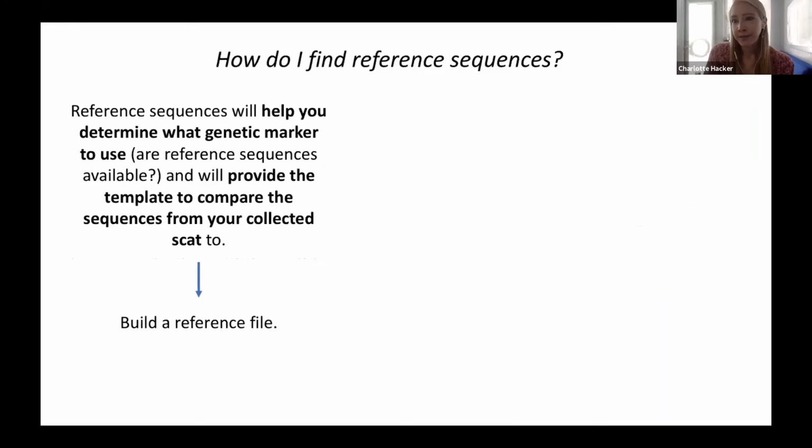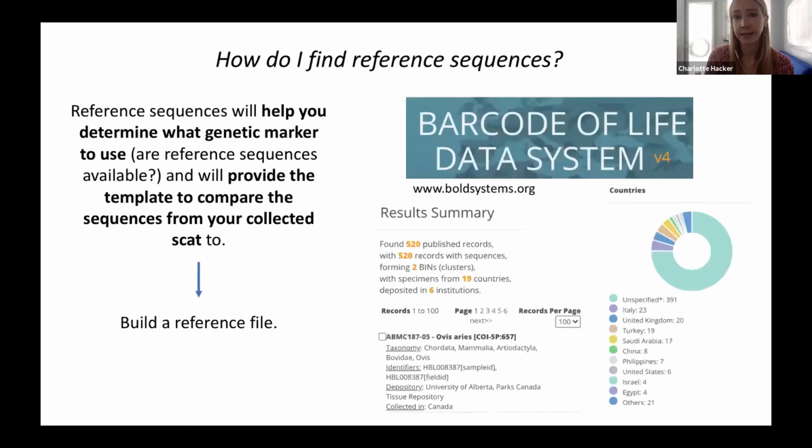And I keep talking about reference sequences, and Byron kind of alluded to some of this in the previous talk. But your reference sequences are not only going to help you determine what genetic marker you should use, so are those reference sequences for all of your prey available, but it's also going to be the template that you use to compare all of your resulting sequences from your own scat samples too. And I like to build a reference file from the start. Building a reference file ahead of time not only helps you figure out, is this genetic marker going to work for me, but it's going to save you time in the long run when you go through your data analysis.